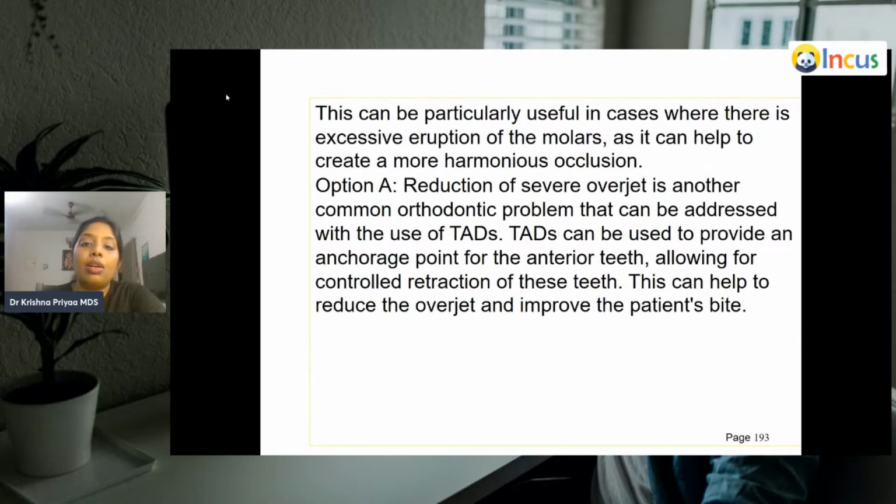So, in option A, they've given reduction of severe overjet. Another common orthodontic problem that can be corrected using TADs. They also provide an anchorage point for anterior teeth, allowing for controlled retraction of these teeth in a translation manner. This can help to reduce the overjet and improve the patient's bite. So overjet correction need not necessarily include that. They can also be done orthodontically, but beyond the envelope of discrepancy, that is the key word here. The option auto rotation of mandible makes better sense.